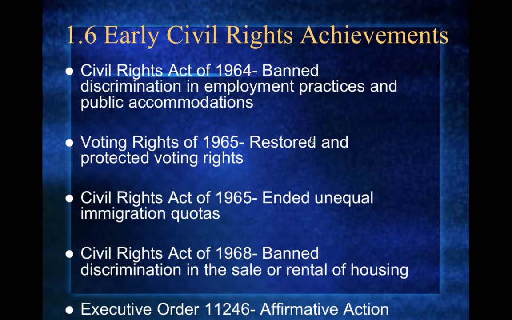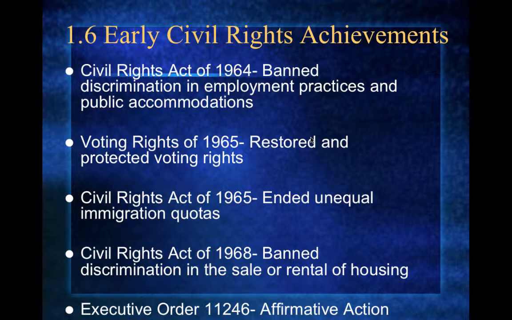Early civil rights achievements. By the second half of the 1960s, the sacrifices made by civil rights activists began to materialize in legislative achievements. The Civil Rights Act of 1964 banned discrimination in employment practices and public accommodations. The Voting Rights Act of 1965 restored and protected voting rights.